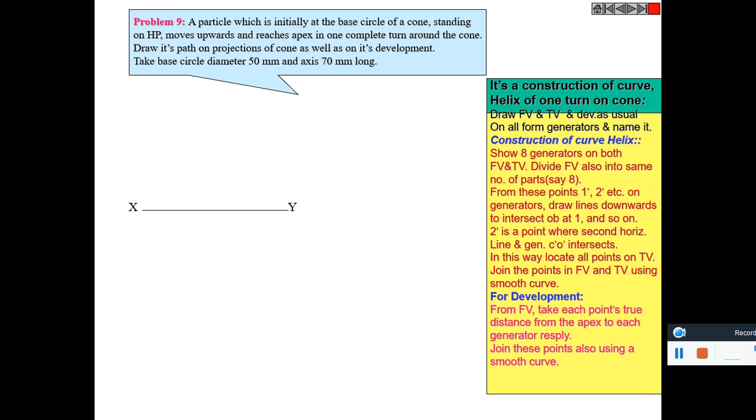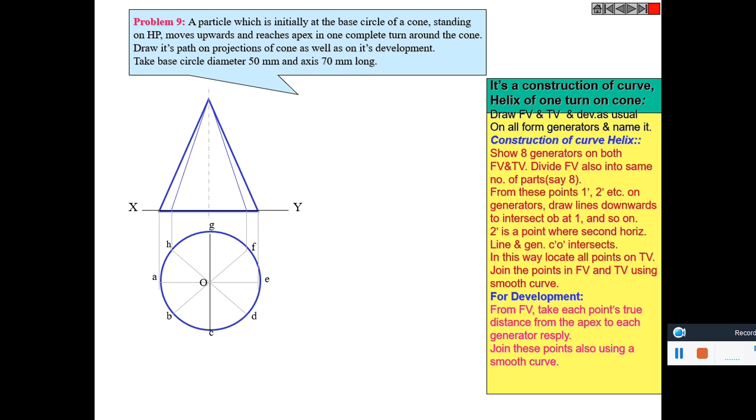So a cone is given, and its top view and front view are drawn. It is asked to draw the path of a particle which is moving upwards and reaches the apex by taking one revolution. So a point moves from here and reaches the top by taking one revolution through this point. We have to draw its path in the front view and top view.